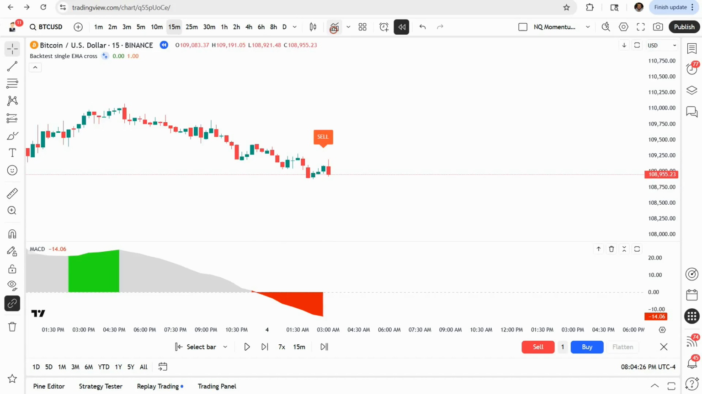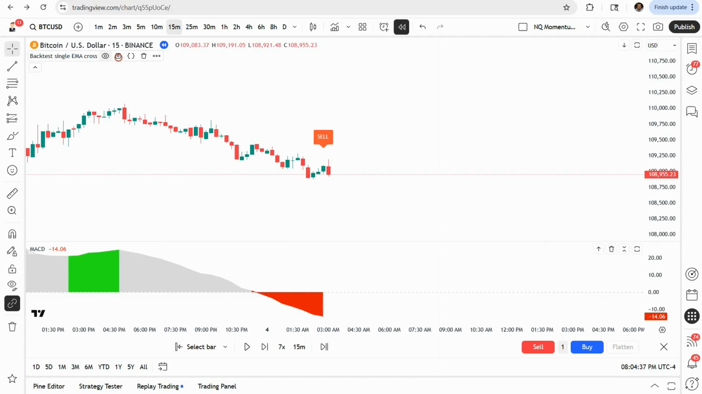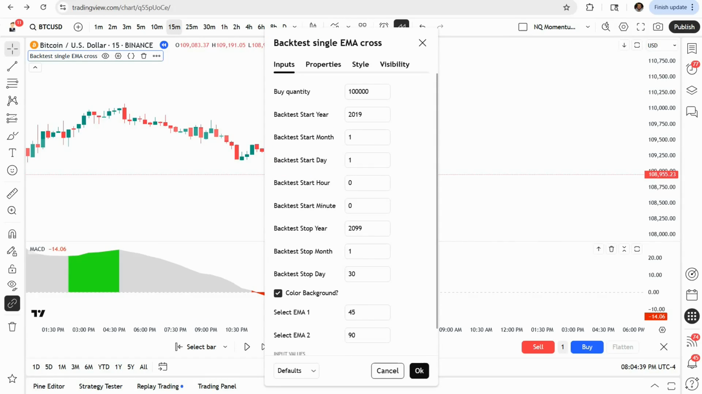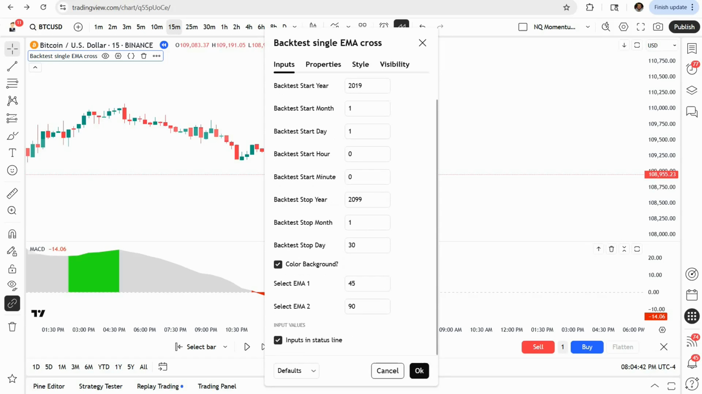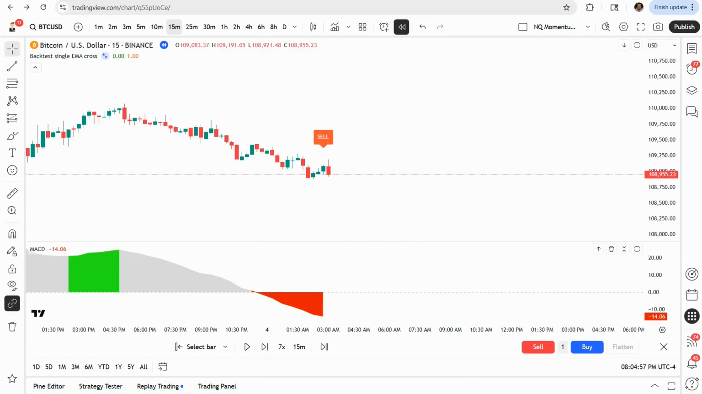The first indicator we will add to the screen is going to be the backtest single EMA. It's going to be this one right here. Go ahead and click that and add it to the screen. We're going to jump into the settings of this one, scroll down near the very bottom, and modify the EMA 1 to 45 and the EMA 2 to 90. Everything else can stay on the default settings. Go ahead and click OK.